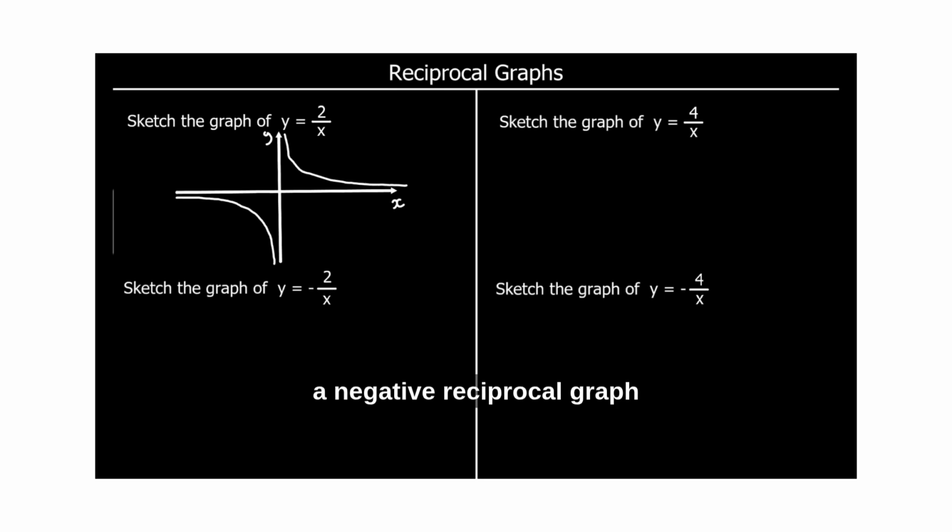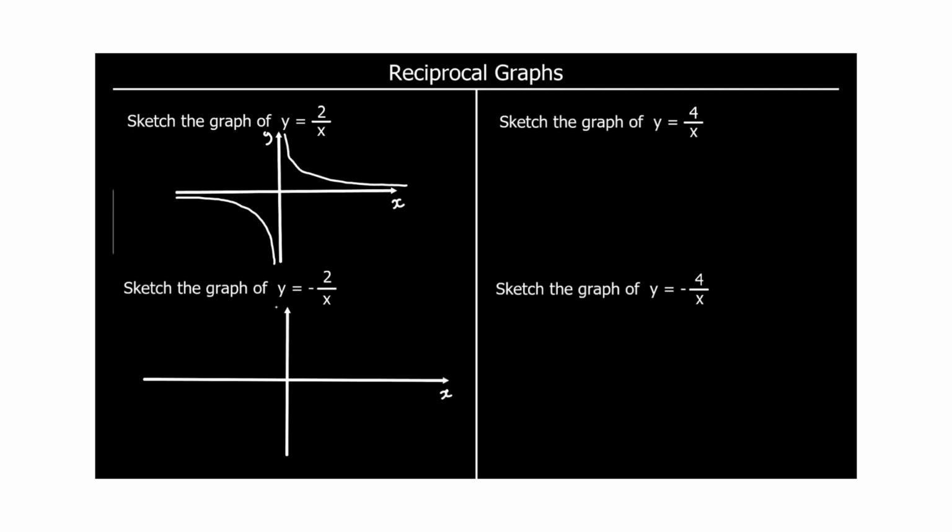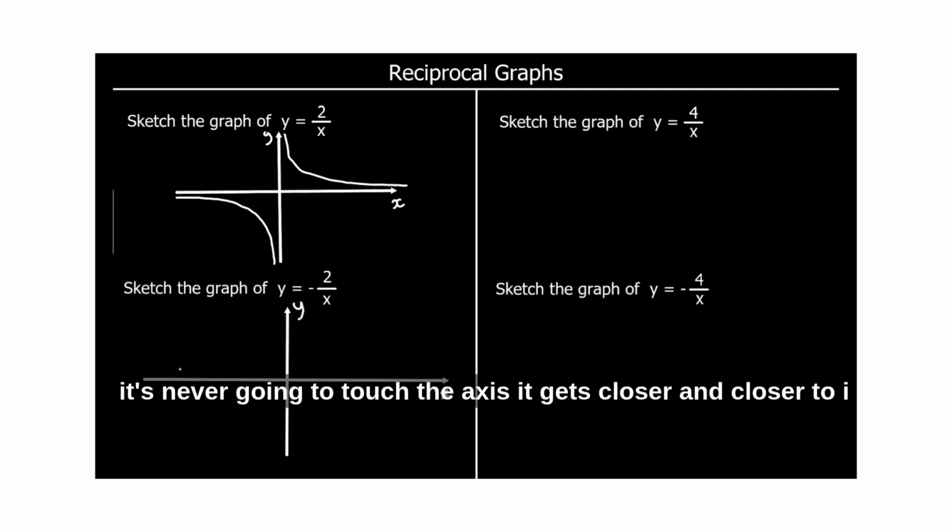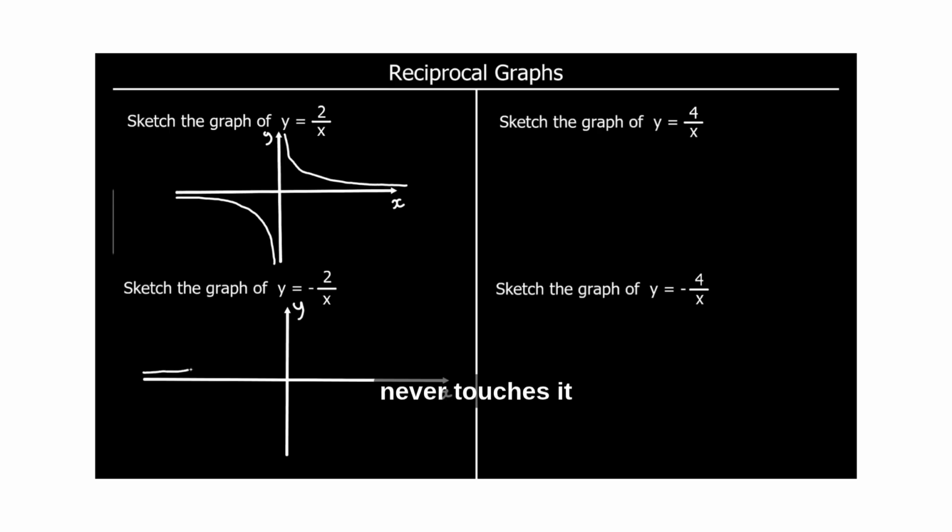For a negative reciprocal graph, if we put in a negative for x, we'd get out a positive. And if we put in a positive, we'll get out a negative. So it's in the other two quadrants. It's in the top left and the bottom right. And again, it's the same shape. So it's never going to touch the axis. It gets closer and closer to it, but never touches it. And it's the same in the other.